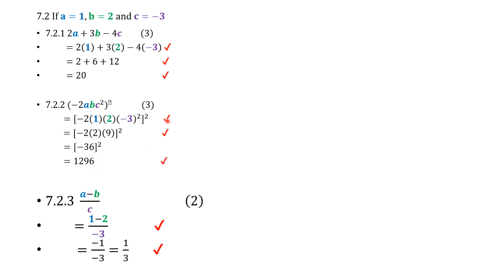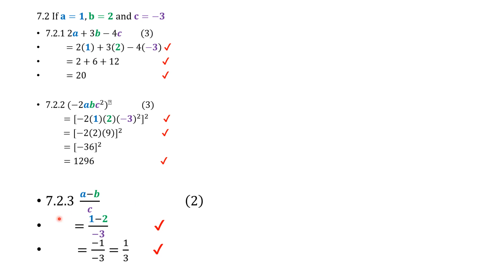1296. So 1 mark there for correct substitution. Another mark for understanding that this becomes positive 9 and not negative 9. If the negative is in the bracket and the square is outside, it means negative times negative, which becomes positive. Don't make the mistake and write this as negative 9. That's where grade 9s lose marks. Then there, 1296, last mark. All right.